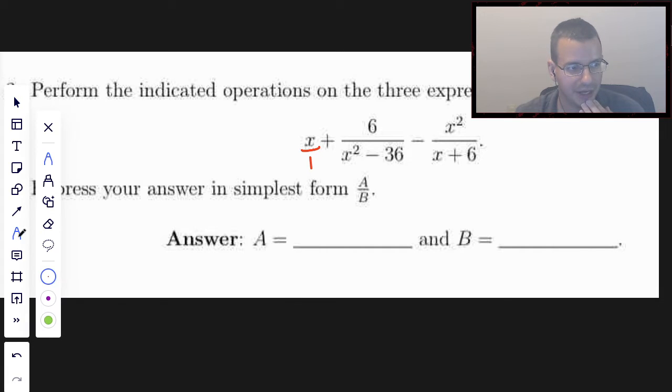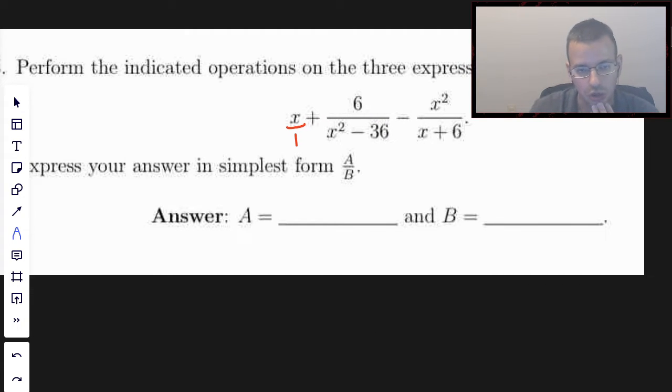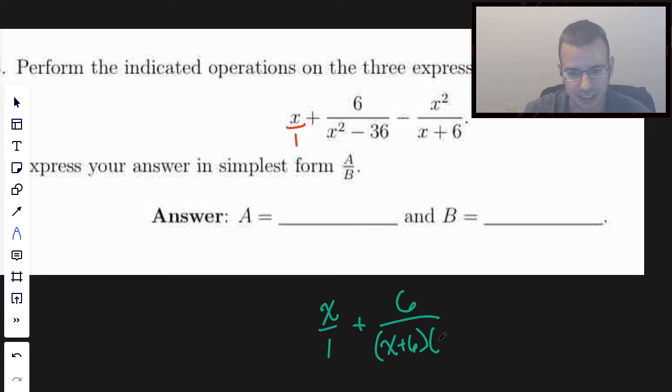We need a common denominator, kind of like you can't compare apples and oranges, you compare apples to apples. In this case, we're going to use the most complicated denominator, which is x squared minus 36. So I'm going to start by rewriting this: x over 1 plus 6. x squared minus 36 is the difference of squares, so I'm going to write this as x plus 6 times x minus 6.